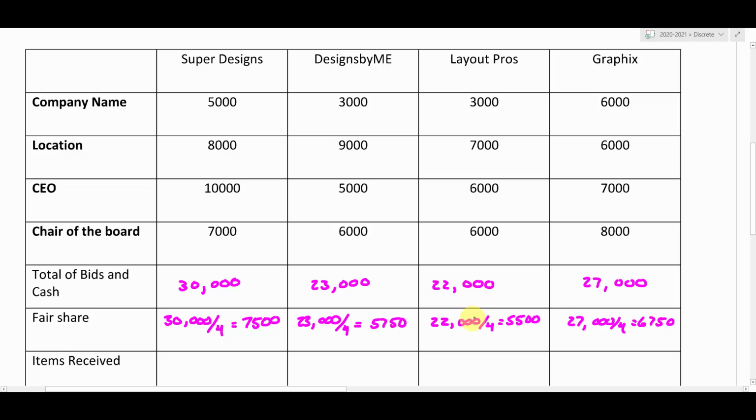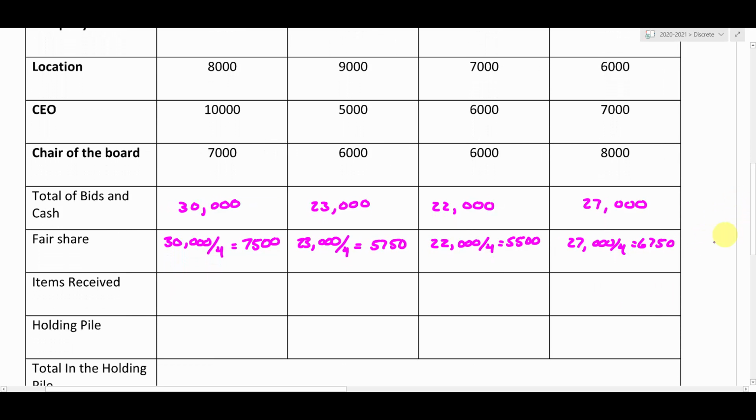All right, so I've got all the fair shares calculated here. Remember, this is probably the most important number that you calculate in this process because this is the number that tells you whether or not these companies are going to walk away happy at the end of your process. So whatever we give to them, they have to value it at $7,500 or more at the end of the day. All right. If they don't, they won't be happy, and you probably did something wrong with your division.